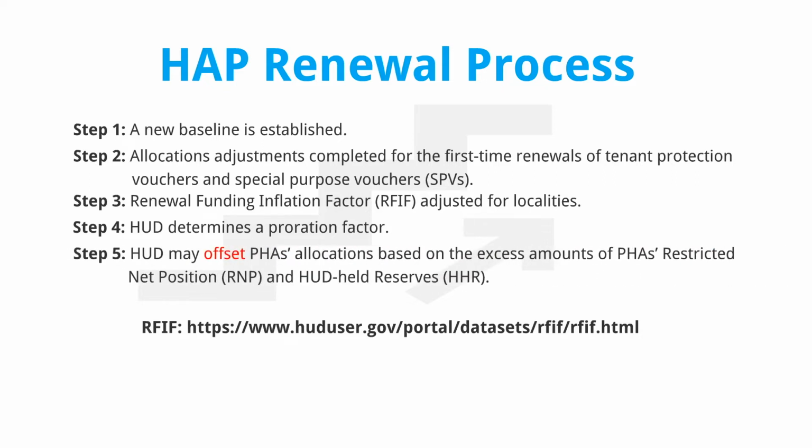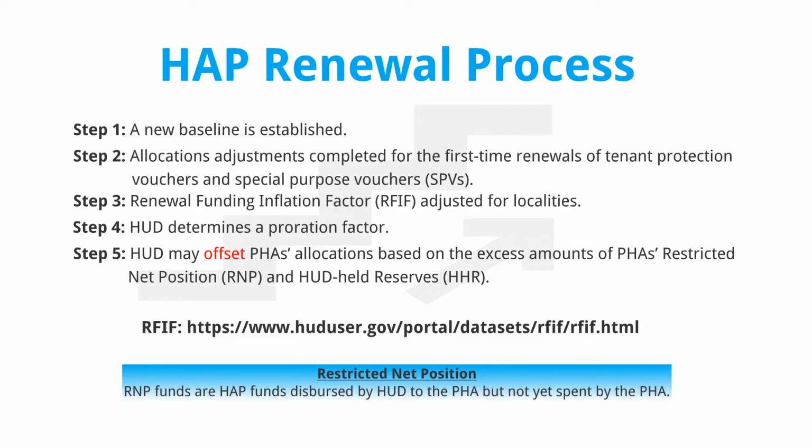Step 5. The Appropriations Act provides that HUD may offset PHA's allocations based on the excess amounts of a PHA's total reserves, including PHA-held restricted net position and HUD-held reserves on 12/31 of the prior year. PHA-held R&P funds are HAP funds distributed by HUD to the PHA but not yet spent by the PHA. HUD-held reserves, which are usually the larger part of the total reserves, are funds allocated for the PHA but unspent and not dispersed from HUD, hence HUD-held reserves.